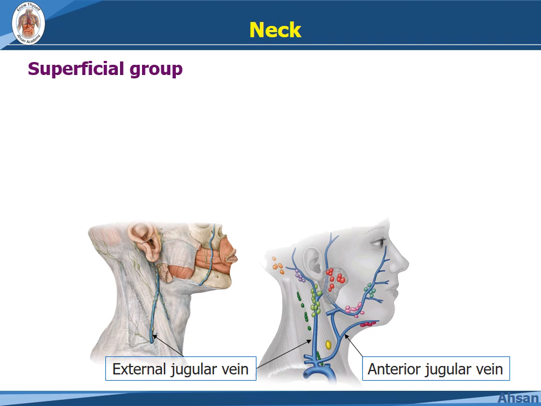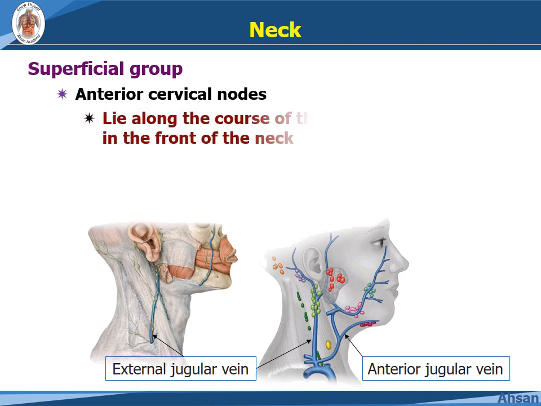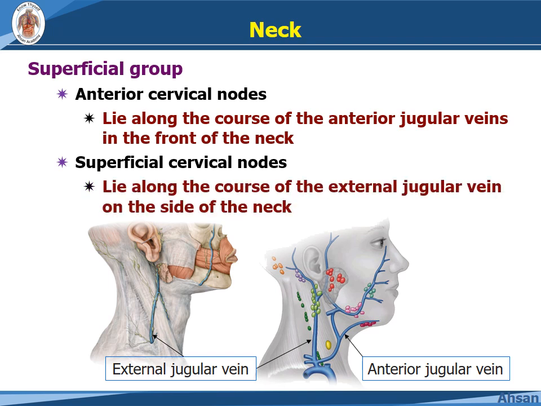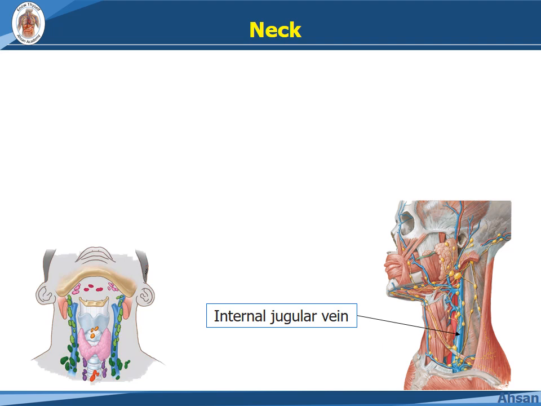In the neck, we get the lymph nodes in superficial arrangements as well as deep arrangements. The superficial arrangements are the anterior cervical nodes that lie along the course of the anterior jugular vein in front of the neck as shown in the diagram. The superficial cervical nodes are present along the course of the external jugular vein by the side of the neck. This is also marked in the figure.